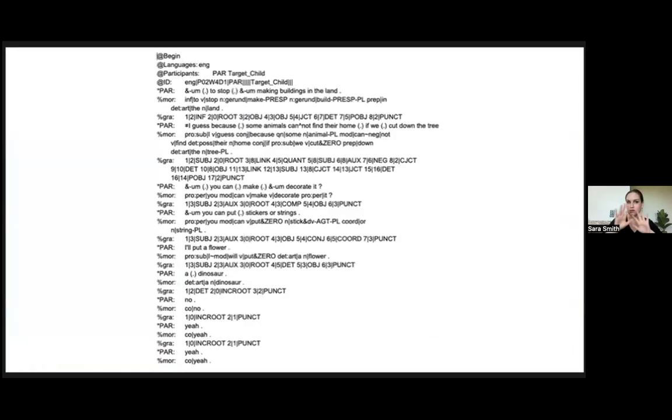And just as a frame of reference, if you're wondering what it looks like and how much work it is to code for disfluencies, this is an example of what a transcription coded for disfluencies looks like.